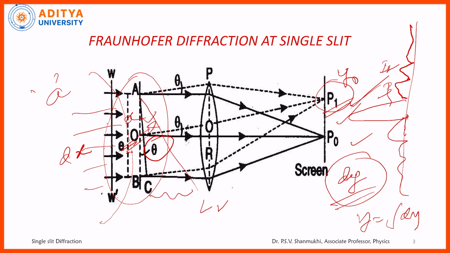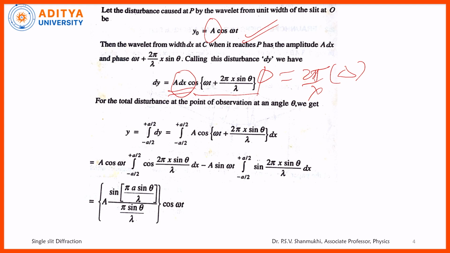Sin theta is equal to opposite by x, so opposite is equal to x sin theta. From this normal, the light rays have the same path, but from this starting point to this one there is an extra path difference given by x sin theta. Now, 2 pi by lambda into x sin theta, we write here.